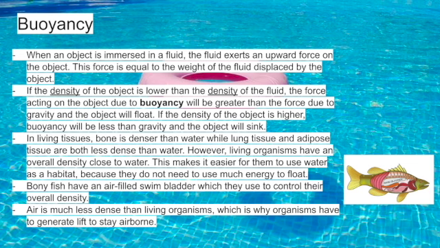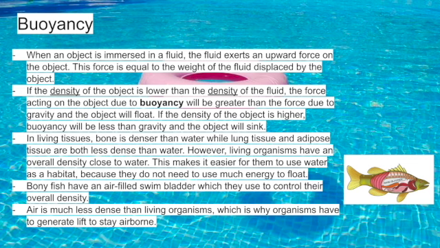So in living tissues, bone is denser than water, while lung tissue and adipose tissues are both less dense than water. However, living organisms have an overall density close to water, which kind of makes it easy for animals to use water as a habitat because they do not need that much energy to float. When you go swimming, you obviously feel yourself floating if you completely lie down. Don't you just kind of float all the way up if you don't panic? That's because of buoyancy, that force pushing us upwards.